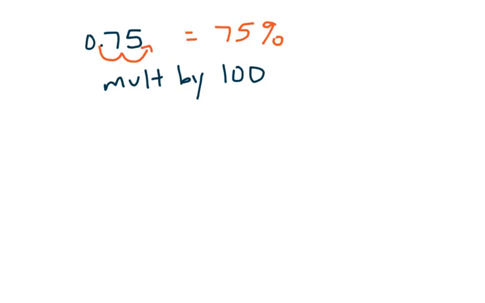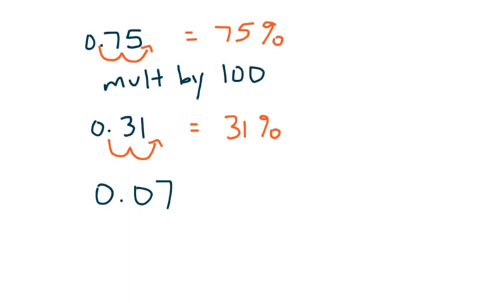Let's look at another one. Say 0.31. If I want to convert that into a percent, I'm going to move the decimal point 2 places to the right, and I'm going to have 31%. And then one that we've got to make sure we're really careful with is when we have really small numbers like 0.07. Now I don't want to just call this 70%. I want to be careful. I want to move my decimal point 2 places, and this is going to be 7%.